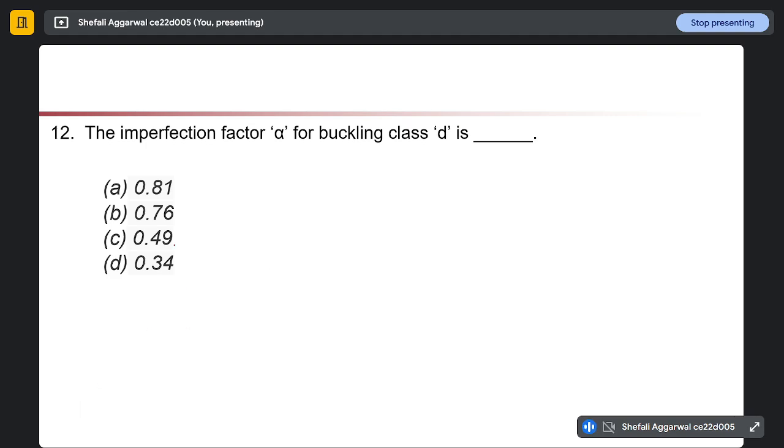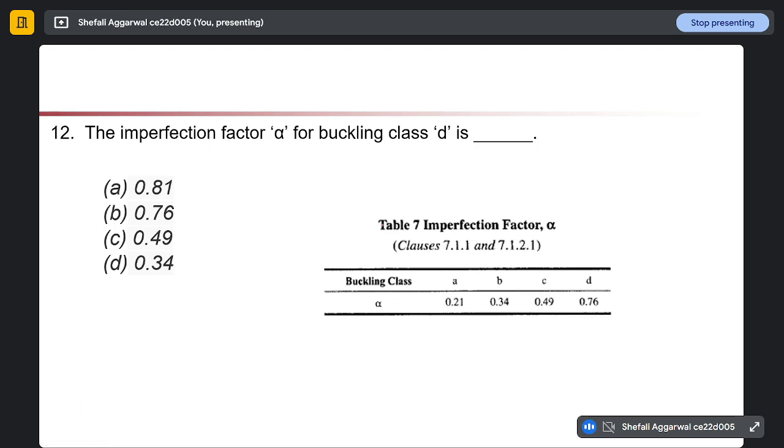So the imperfection factor alpha of buckling class D, if we see the imperfection factor table, Table 7 of IS 800, for buckling class D is given as 0.76. Okay.